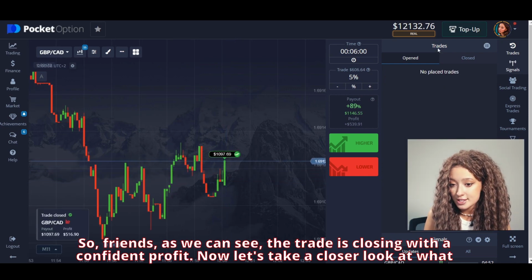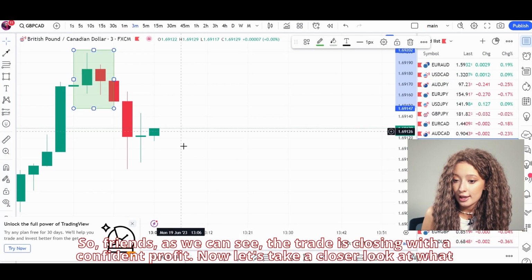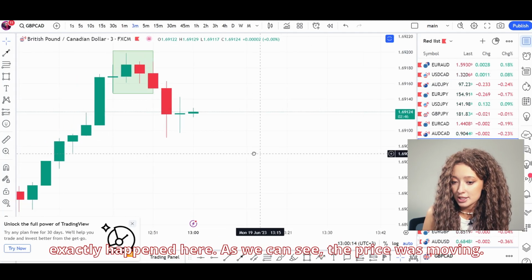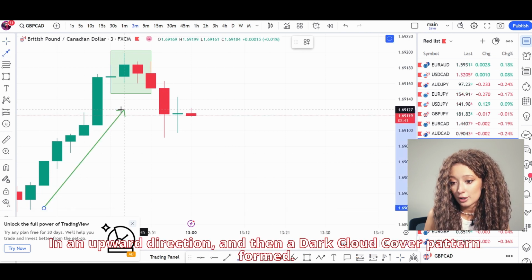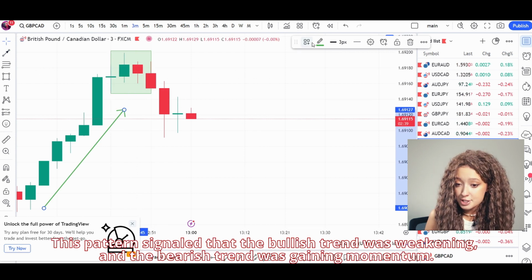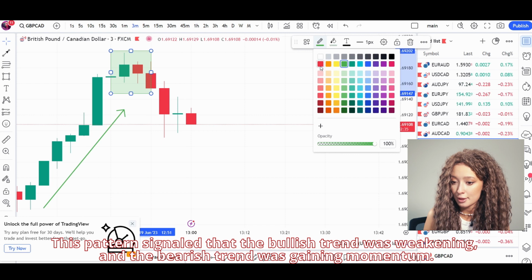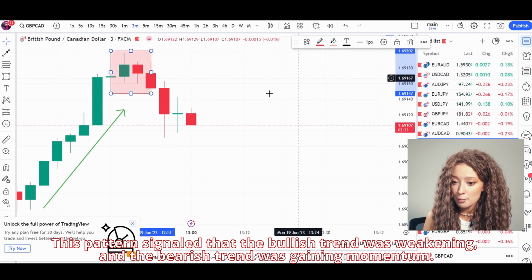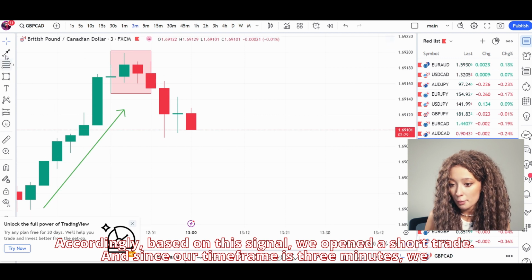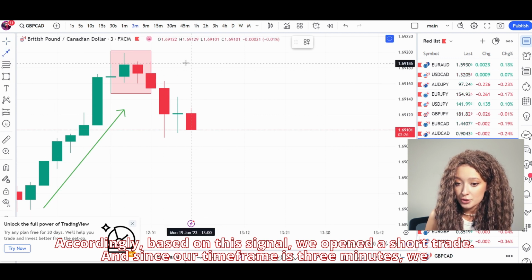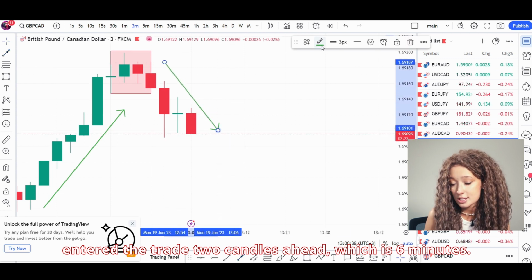So friends, as we can see, the trade is closing with a confident profit. Now let's take a closer look at what exactly happened here. As we can see, the price was moving in an upward direction and then a dark cloud cover pattern formed. This pattern signaled that the bullish trend was weakening and the bearish trend was gaining momentum. Accordingly, based on this signal, we opened a short trade. And since our time frame is 3 minutes, we entered the trade 2 candles ahead, which is 6 minutes.